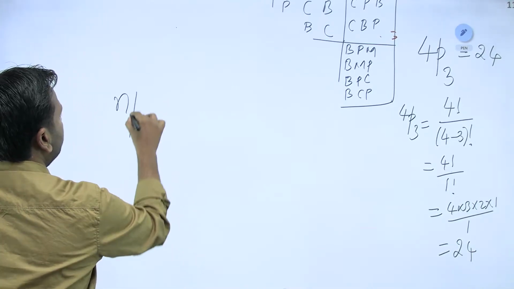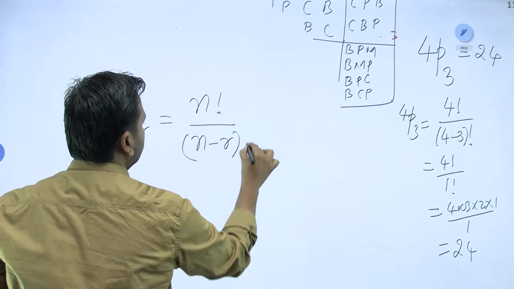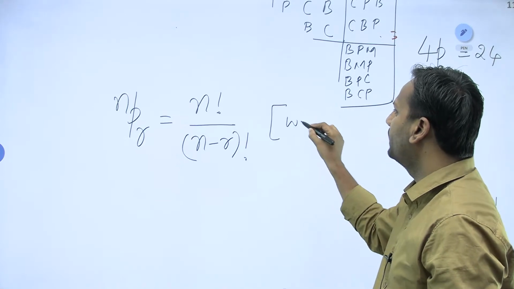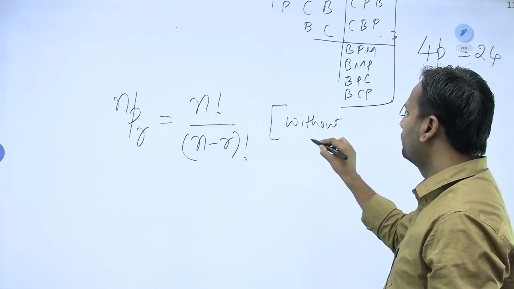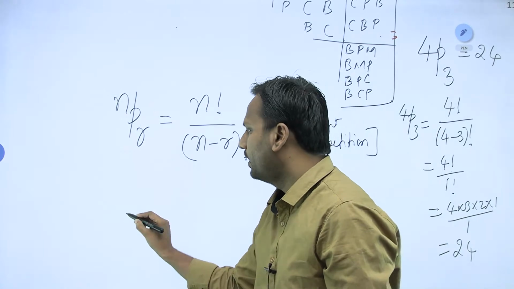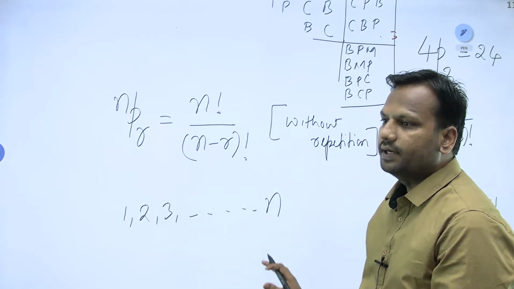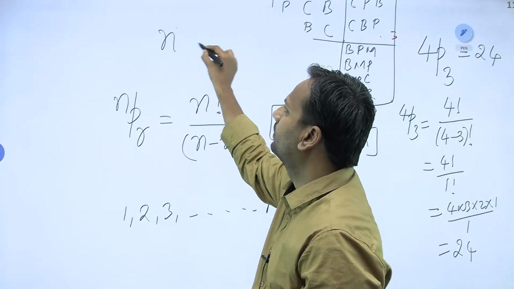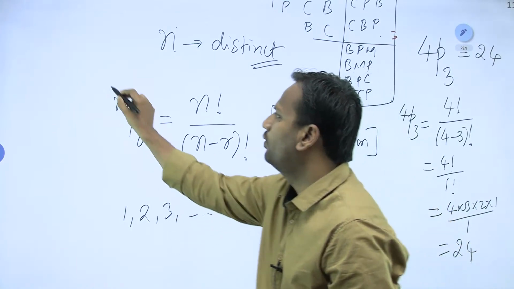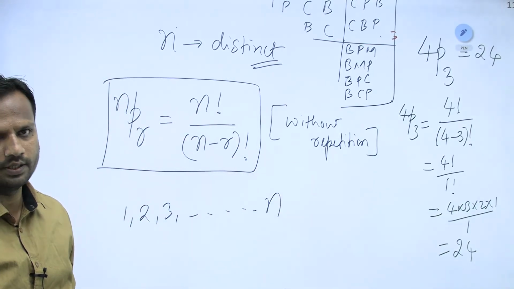So let me write once again here. nPr is n factorial divided by (n minus r) factorial, students. So this is the formula you have to remember, in the case without repetition. Right? So there are n distinct objects, and if you want to arrange r number of objects, we have this formula, students. That too without repetition. Repetition is not allowed. Got it now? Without repetition.